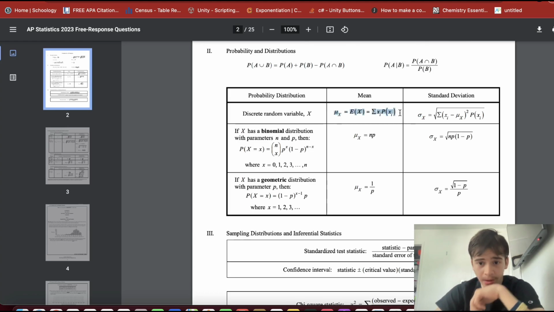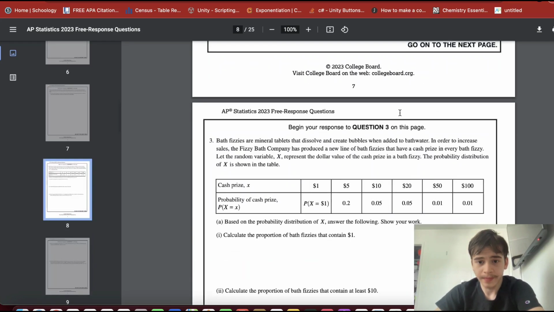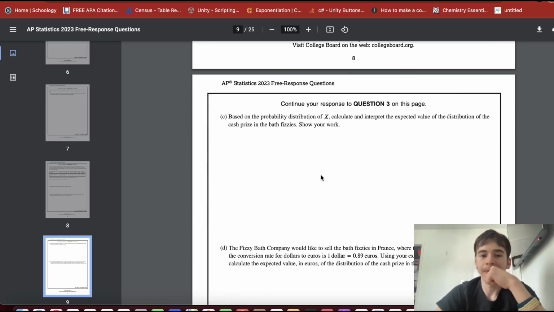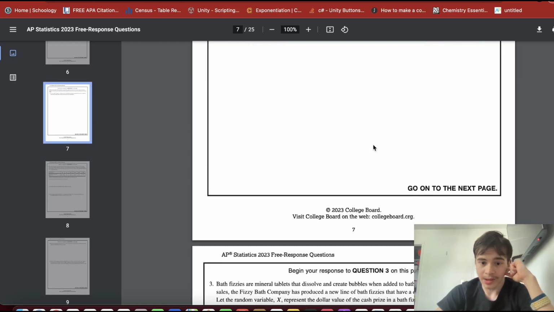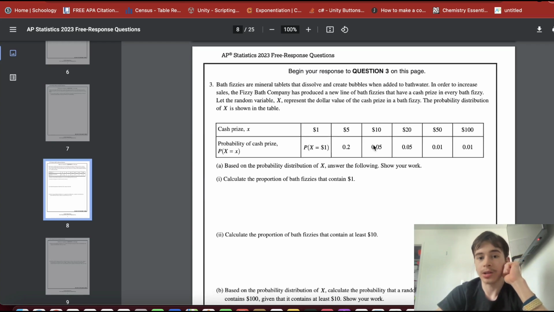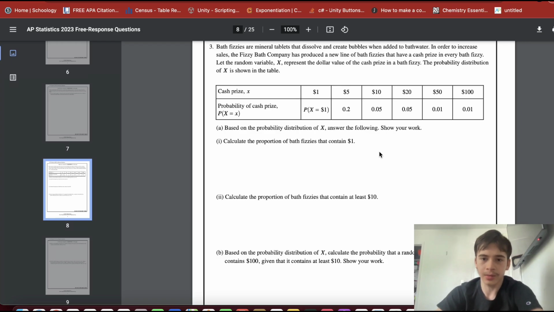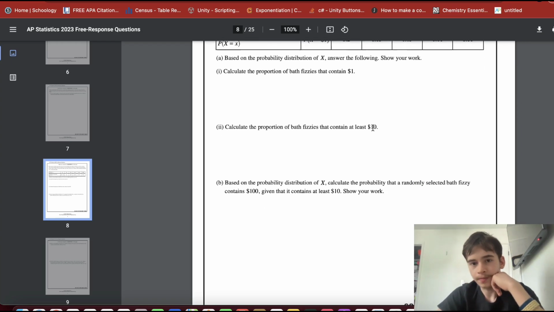You basically add all of them up, right? So what you would do is you multiply whatever this probability is, which you should have gotten right here, times 1, plus this times 5, plus this times this, plus this times this, plus this times this, plus this times this. Pretty simple. You get your answer, and you also have to interpret it, which is important. You would just say that if we were to select many bath fizzies, the expected amount of cash price to get from each on average would be this. It would be a positive value, definitely, but it would be a very small positive value.